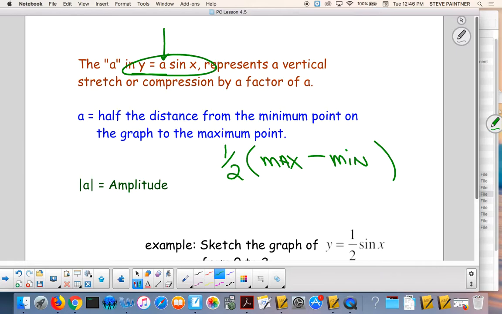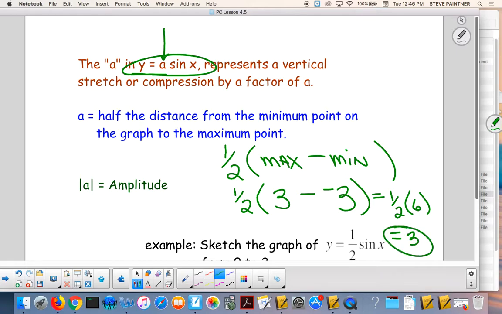Okay, let's do it. Go back to the previous slide. What was the maximum number? Wasn't it 3? Minus the minimum, -3. Okay, and you know that says 1/2 times what? 6, which is 3. The amplitude is what? 3.